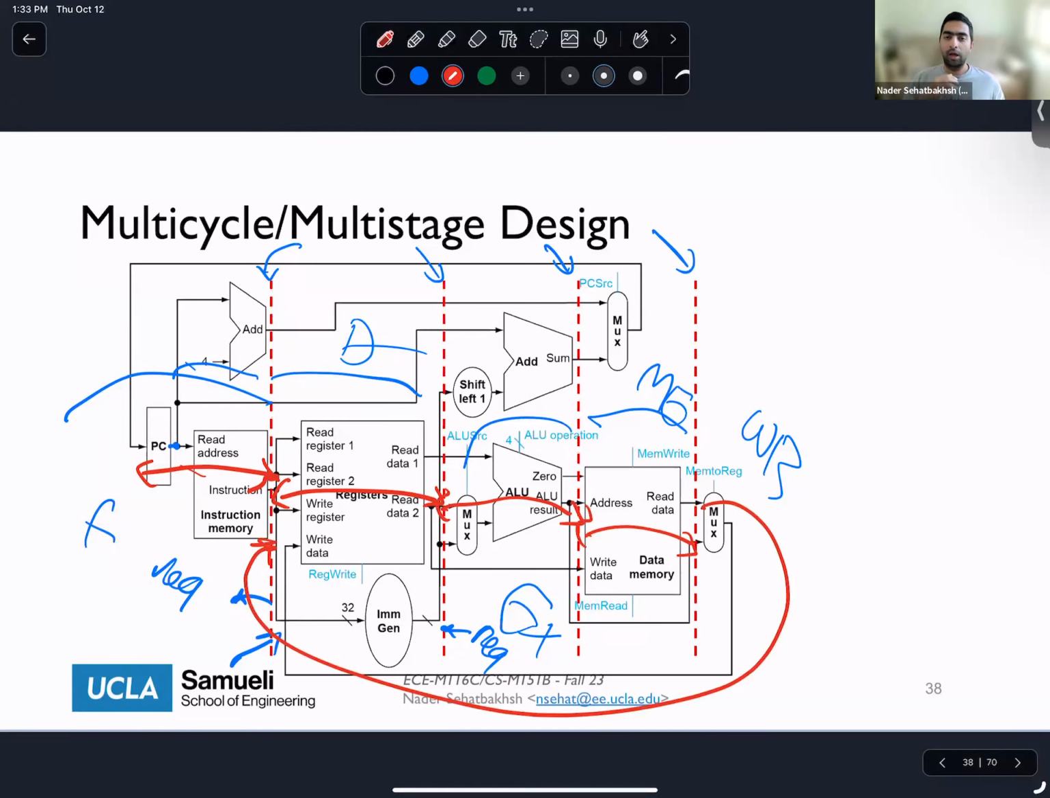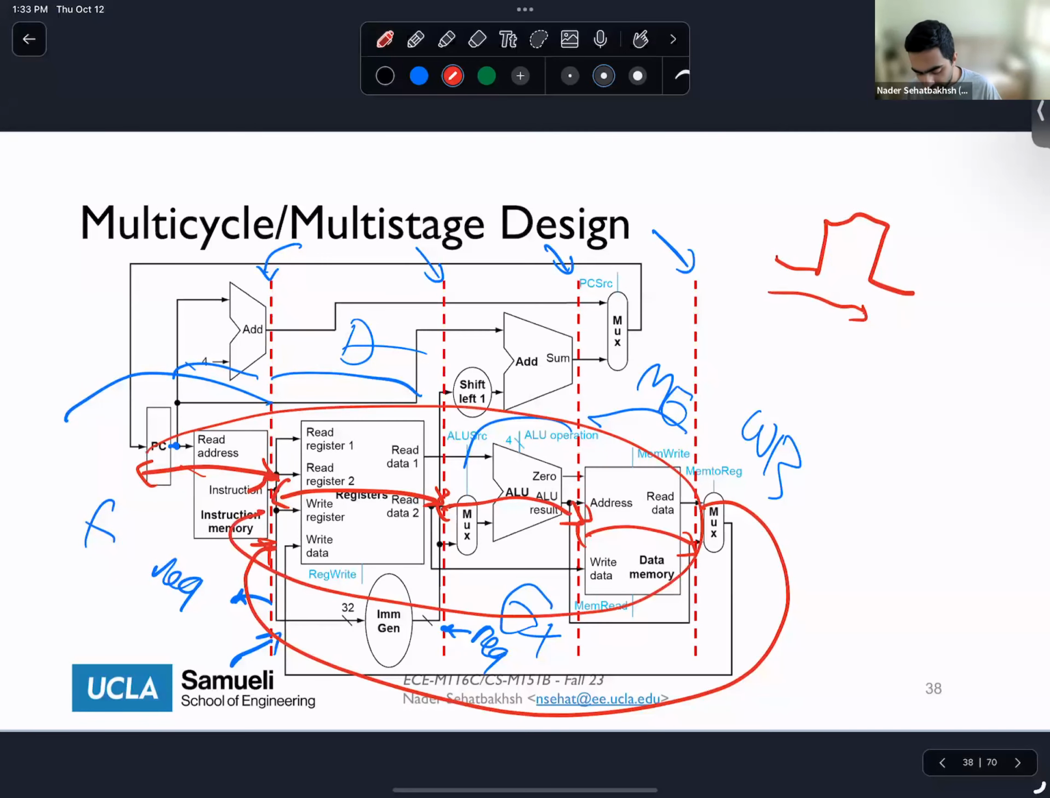So I'm breaking down my critical path into, for this particular case, 5 different parts. And now I'm saying that in order for me to go to the next stage of my clock, all I need to do is wait for these individual stages to settle down, okay? So eventually I'm hoping to get 5 times faster clock speed because now I can run things much faster because I don't need to wait all the way.